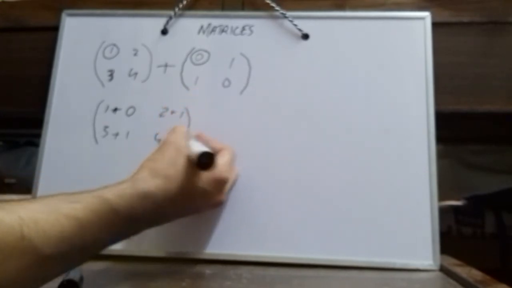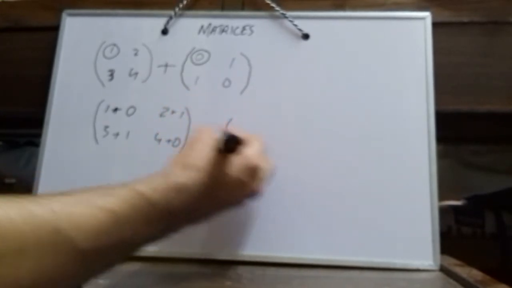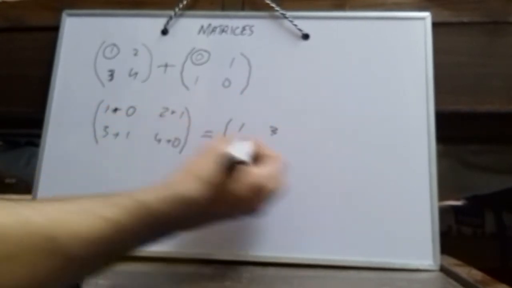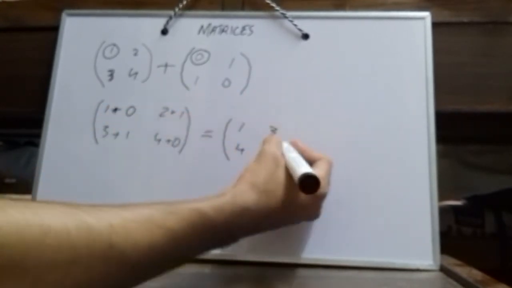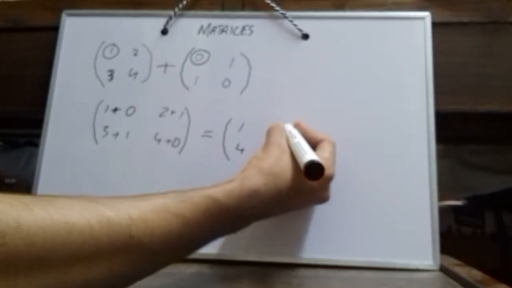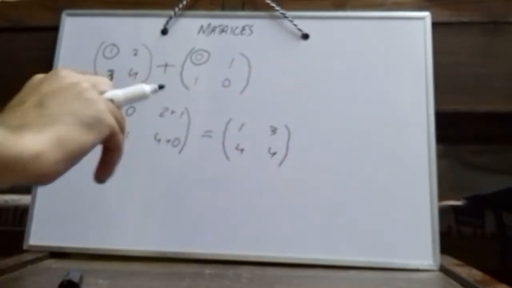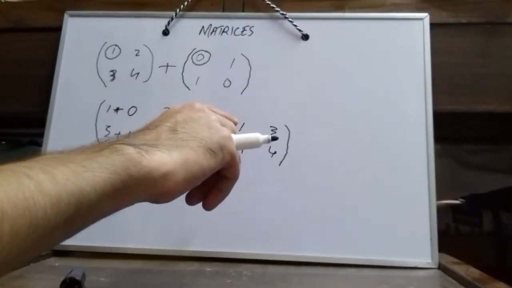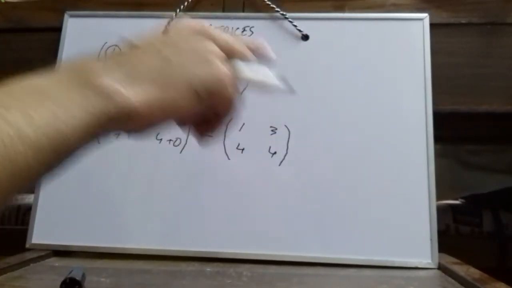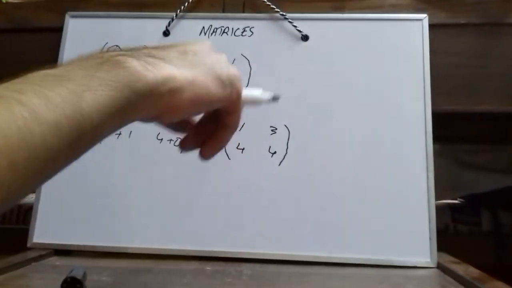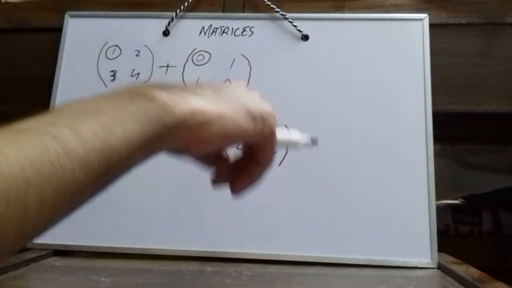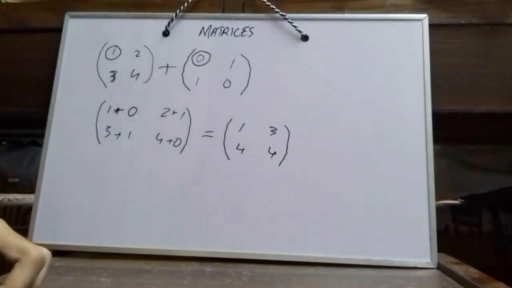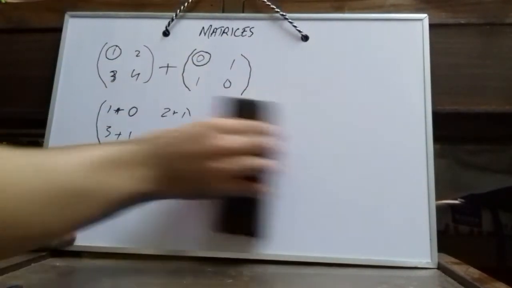What's the result? 1 plus 0 is 1, 2 plus 1 is 3, 3 plus 1 is 4, and 4 plus 0 is 4. So this is the resultant matrix. Remember this: the resultant matrix formed after addition or subtraction will always be of the same order. It would have the same number of rows and the same number of columns. Let's see another example. This was fairly easy.